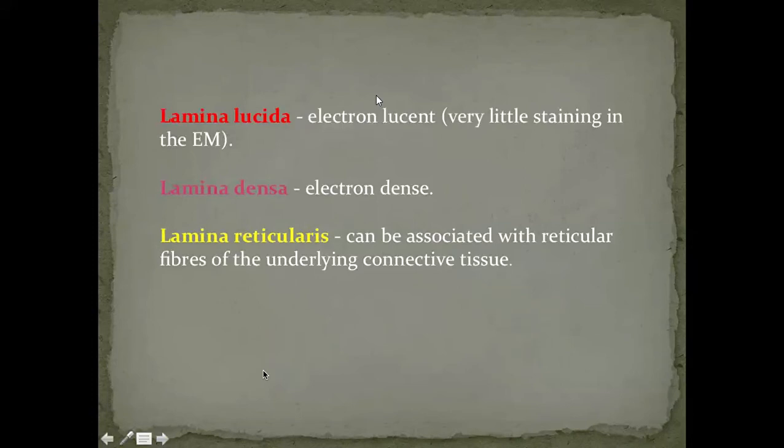So lucida, it's called lucida because it is electron lucent. Very little staining in the electron microscope, so it is faint. The lamina densa is called so because it is electron dense, so very highly stained. And it is called the lamina reticularis because it is associated with reticular fibers of the underlying connective tissue.